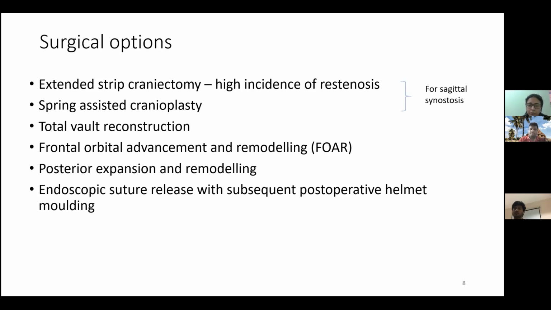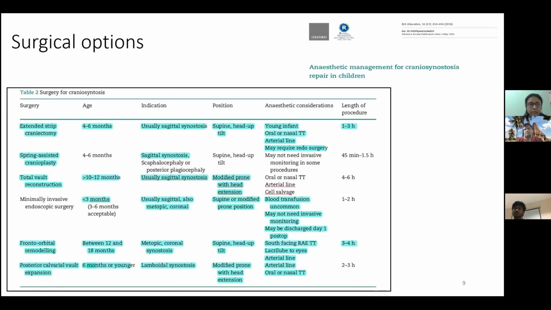An endoscopic suture release with subsequent post-operative helmet molding is also an option. As is obvious, this is an endoscopic procedure. The advantages of endoscopic procedures are a reduced time. As a result of that, blood loss may be reduced, and the incidence of venous air embolism has also been found to be less with endoscopic procedures. This is an overview of the surgical options.